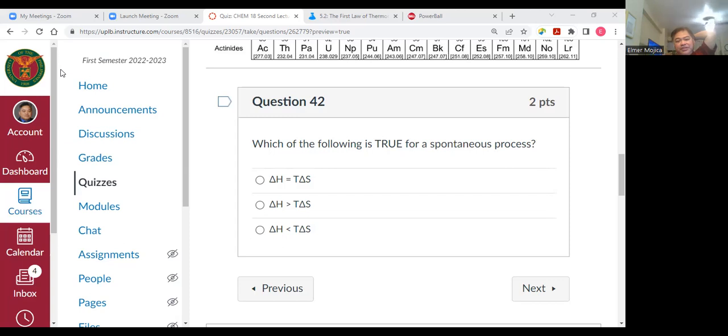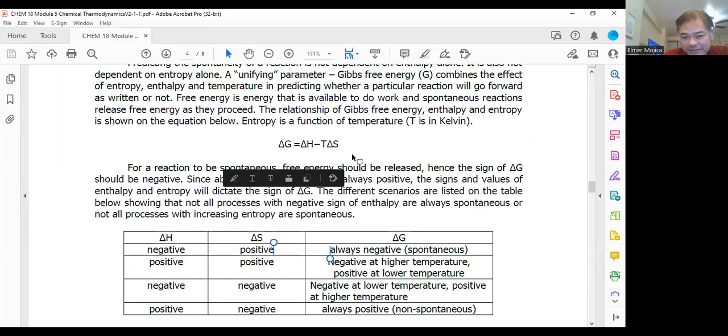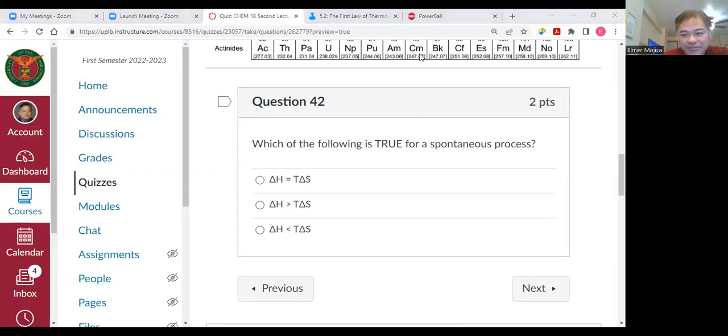I always see the same people answering in the chat. So how do we answer it? We look at the notes. So what do we have here? The one that is always spontaneous is when you have a negative delta H and a positive delta S. So we go back to the question. Negative delta H and a positive delta S. Which was that condition? A negative delta H and a positive delta S. I think it's C, right?